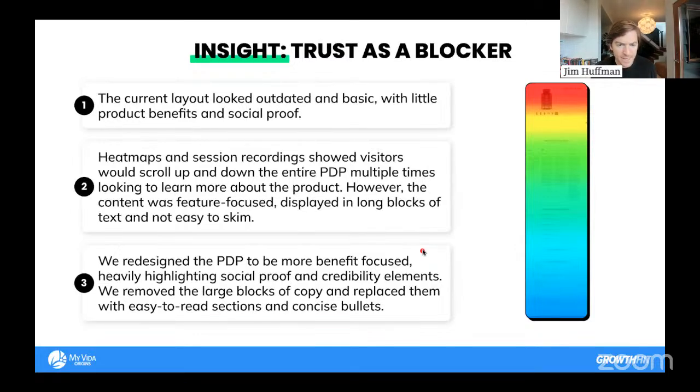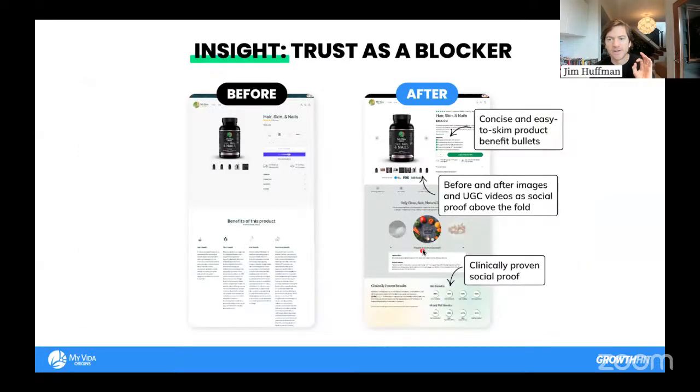And so we wanted to design the PDP to be more benefit focused to help people get the answers they need. So here's the before and here's the after. Again, first, we saw people working so hard going up and down the page. What if we just gave them what we think they were looking for to answer those core questions or address those points of friction right here in a scannable way? So putting those bullets right here, concise and easy to skim.